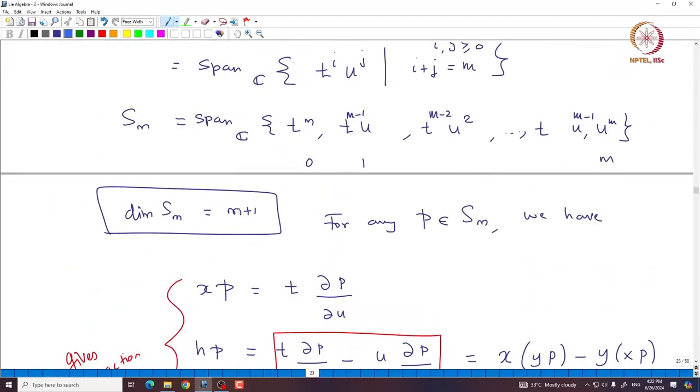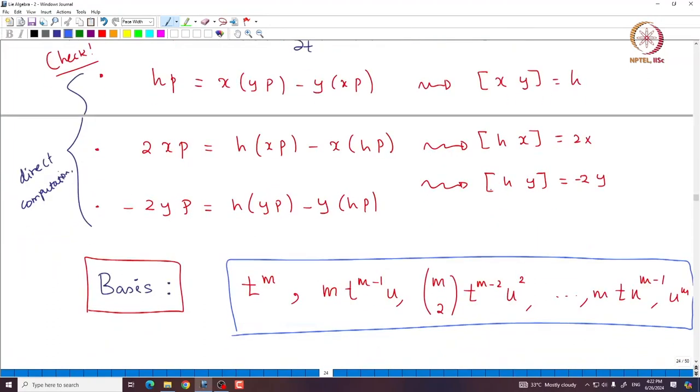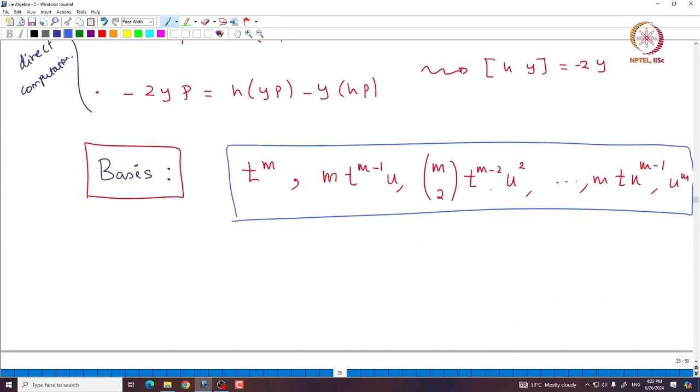The earlier basis is just t power m, etcetera, u power m. Now, we have adjusted the constant so that it will become very clear how to write the action of h, x and all. Okay. So, now you can actually directly check. So, on this basis we have the following action. Okay. So, the action is very explicit here.